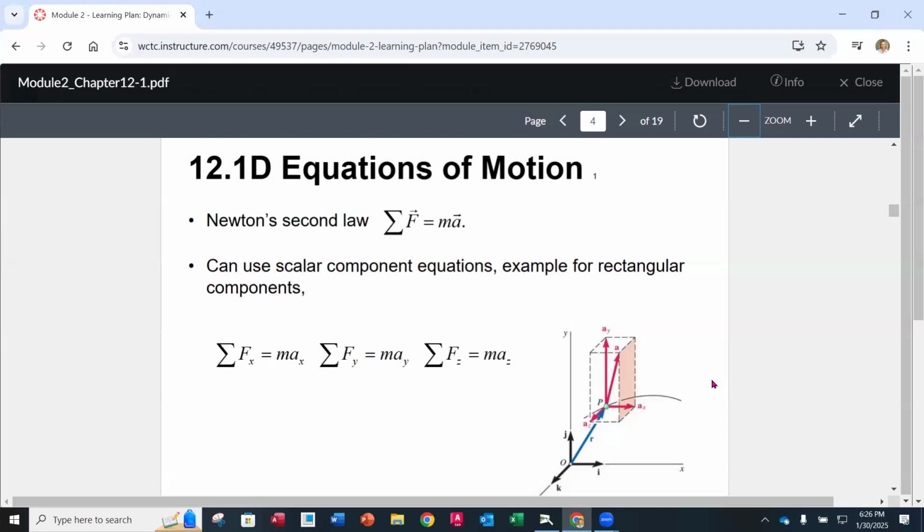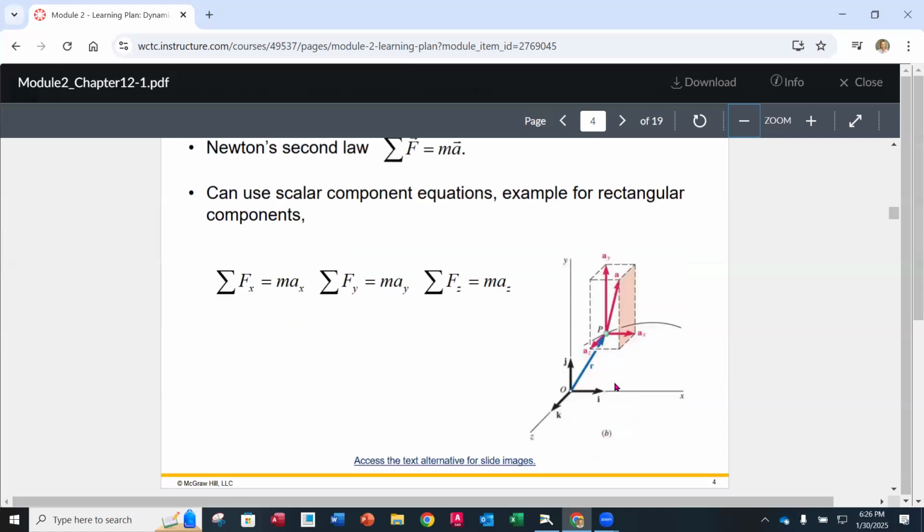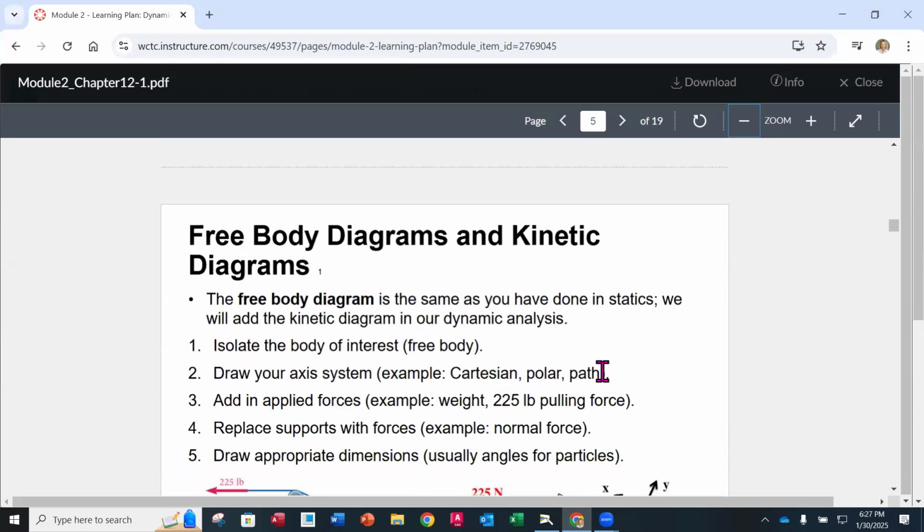So as we look here, you'll notice that when we are in 3D space, the sum of the forces in X is going to be equal to the mass times the acceleration in that same X direction, and then so forth for the Y and also for the Z. So we'll see that when we look at our problems, we have to know what axis we're on, and we'll see that in the examples that we look at.